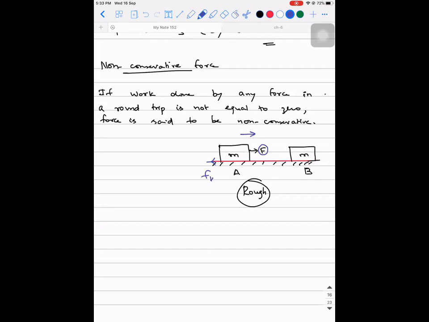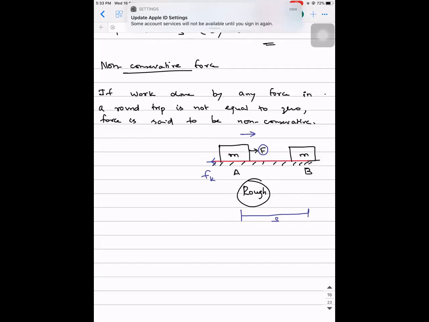So if I call it Fk, let's say the distance between the points A and B is this. So you're going to point B. If the object has to move from point B to point A, you need to reverse the direction of your external force. Here you're going to apply the force in this direction. Then what will be the direction of friction in this case? Left to right, that is in the rightward direction. So this is going to be Fk, right?